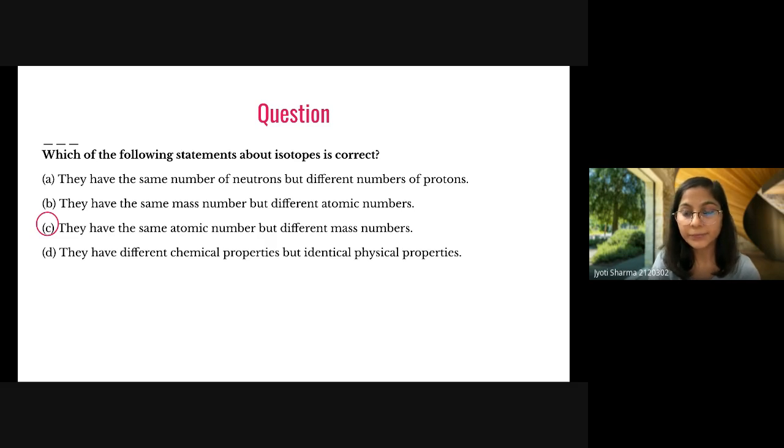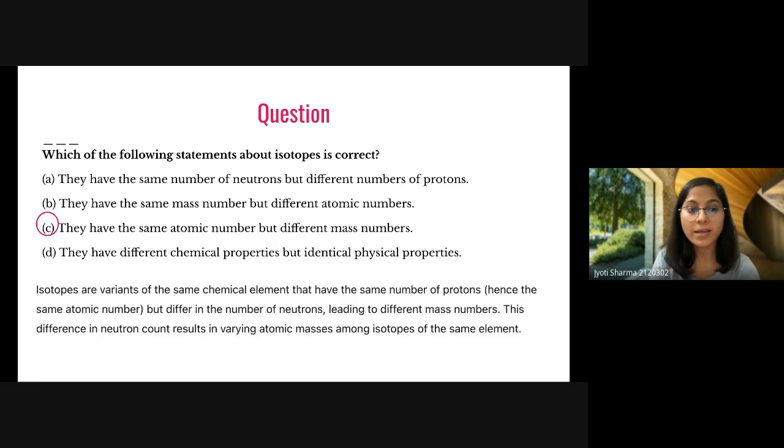Is it clear? Isotopes are variants of the same chemical element that have the same number of protons, and that's why the same atomic number, but differ in number of neutrons, leading to different mass numbers. This difference in neutron count results in varying atomic mass among isotopes of the same element. So just keep in mind that because you have a different number of neutrons, your atomic mass number will be different, but your atomic number will be the same because the number of protons is the same.